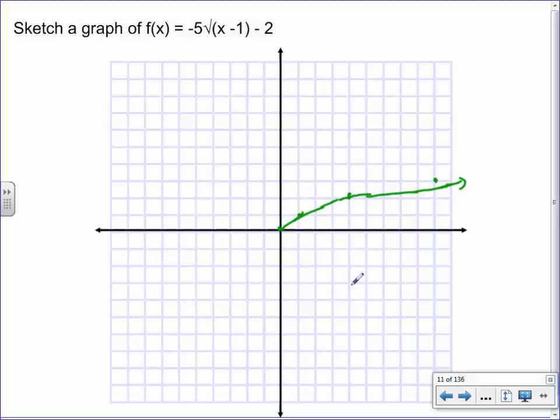Okay, so let's talk about our transformations. What does the negative do? Which way?